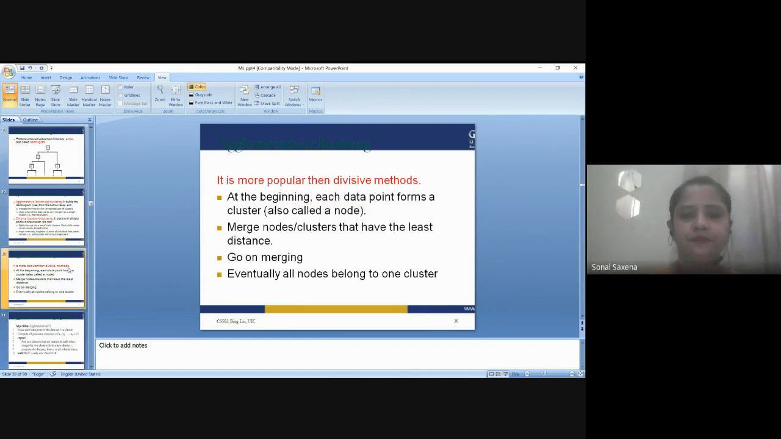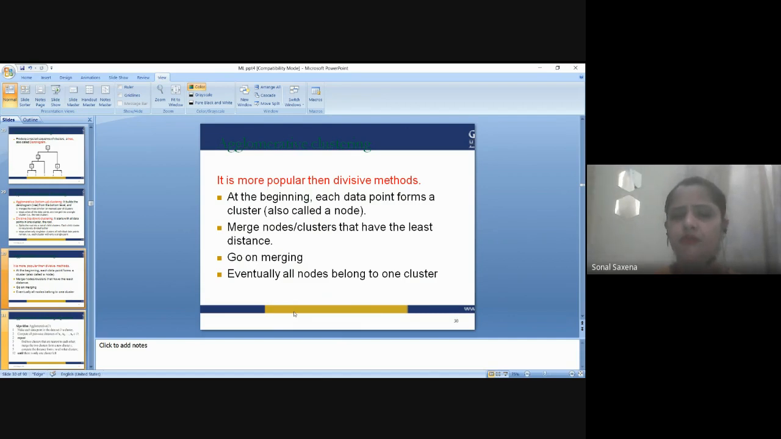Now let us quickly understand agglomerative clustering. It is more popular than the divisive method. The agglomerative or bottom-up approach is more common because it is very easy for us, as we always have a data repository. In that data repository, whichever data have similar kinds of properties, we can easily merge them.